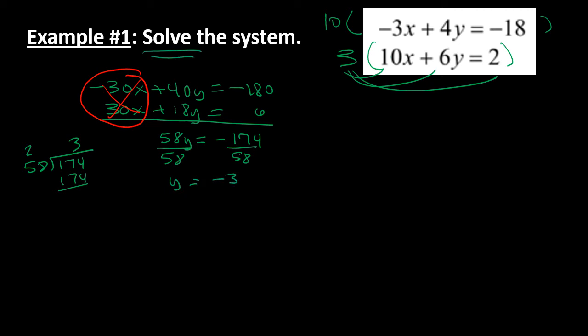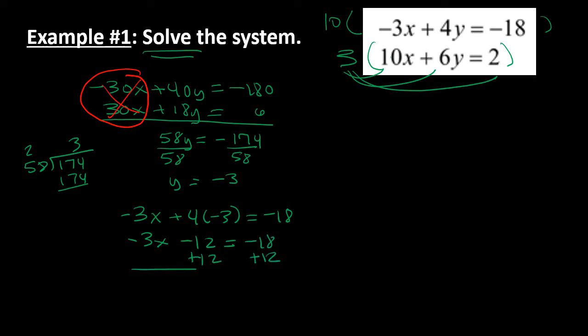I have found y, and it asks to solve the system, so I can pick either of these equations, and I'm going to substitute y back in. So you have negative 3x plus 4 times negative 3 equals negative 18. Negative 3x minus 12 equals negative 18. So negative 3x equals negative 6. And in the end, x equals positive 2.